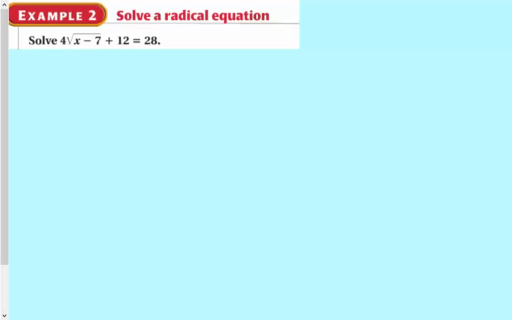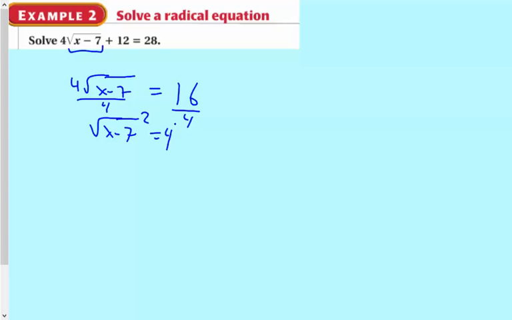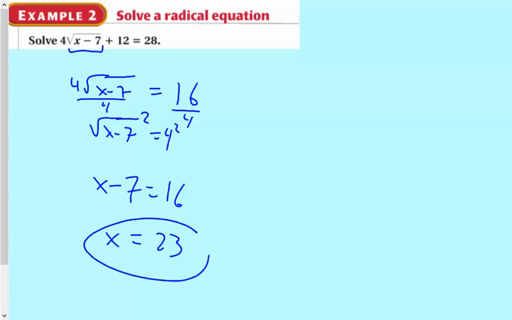Okay, this one is just like before, except for now we have the square root of x minus 7. So we're going to get that part by itself. I'm going to start by subtracting 12, and that leaves me with 16. And then I'm going to divide by 4. That leaves me with 4, and then I'm going to square both sides. And then I'm going to add 7 after I'm done squaring both sides. So 23.